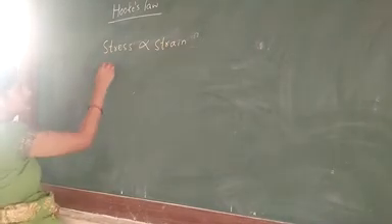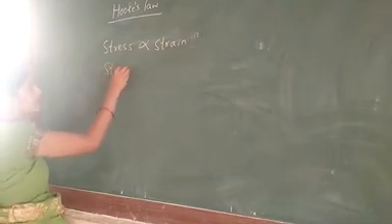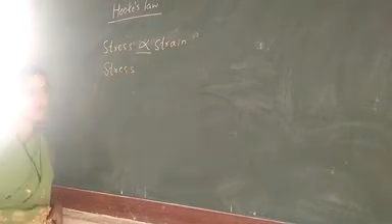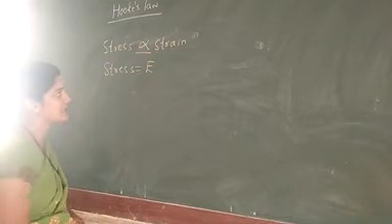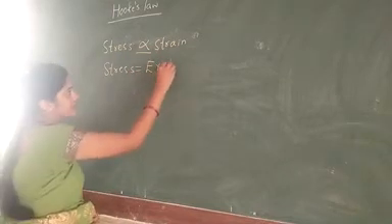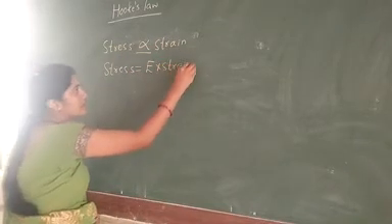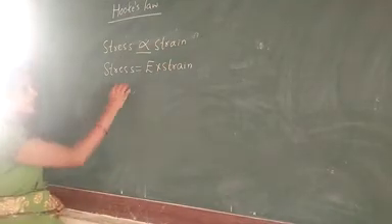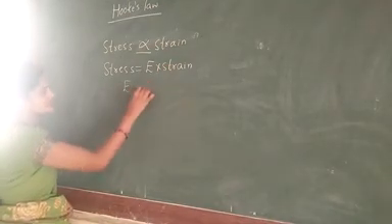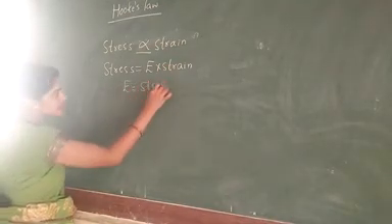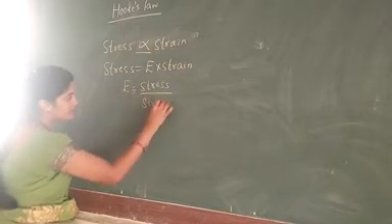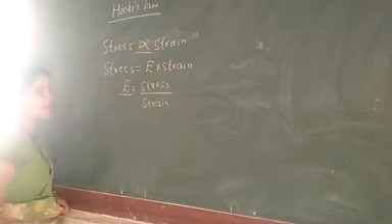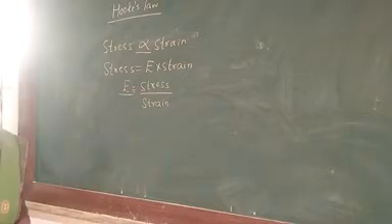Now this can also be written as stress, using the directly proportional sign. For that we take a constant term, capital E, into strain. This can also be written in the form of E is equal to stress by strain. This E we call the modulus of elasticity or the coefficient of elasticity.